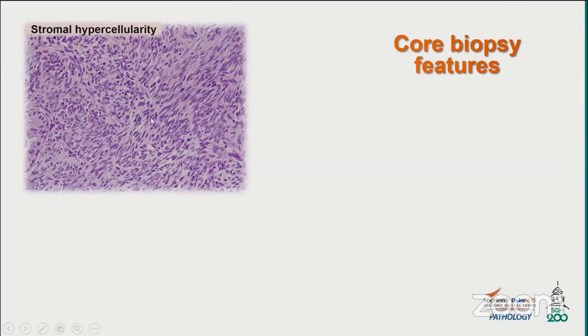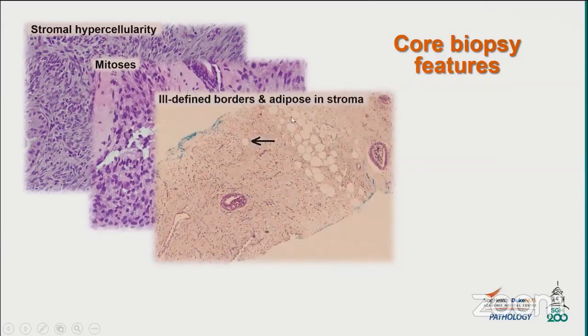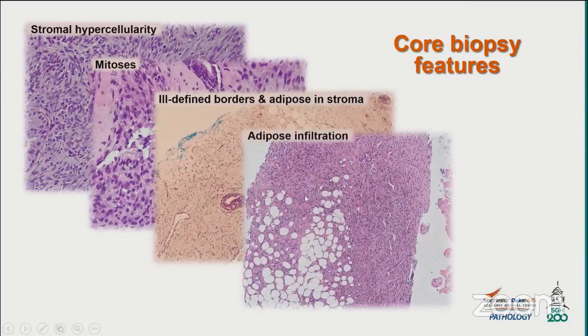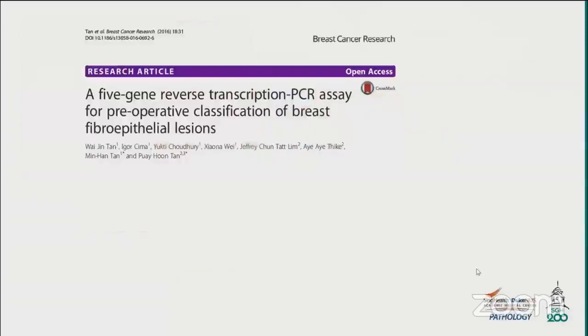Stromal hypercellularity here with the stromal nuclei touching and overlapping. Mitotic activity. Ill-defined lesional borders with adjacent breast tissue. Presence of adipocytes within the lesion. A more florid example of adipose infiltration by the neoplastic stromal cells, and fragmentation of the core biopsy material with these almost rounded blobs of tissue.